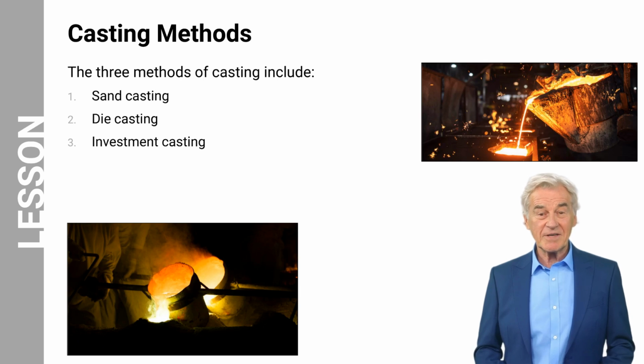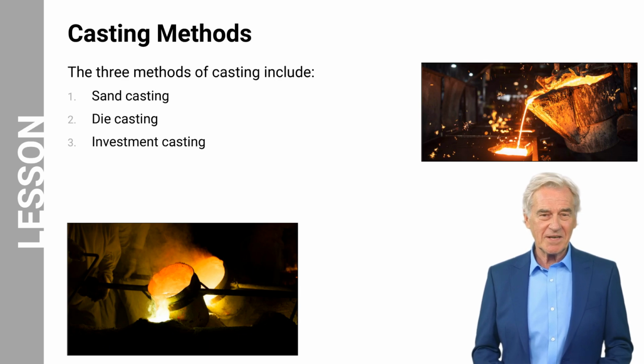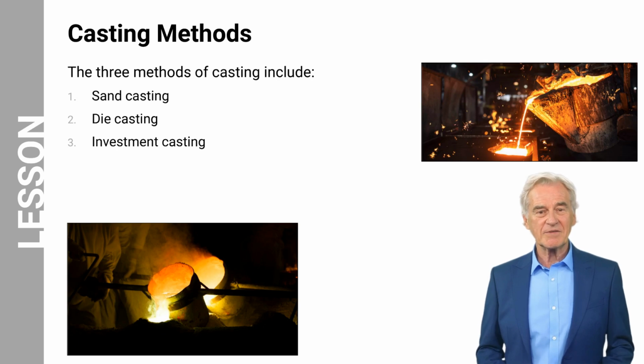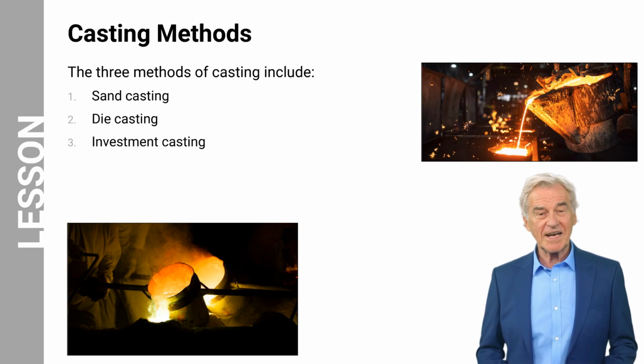As described earlier, the term casting describes the process of creating an object using a mold. This term, casting, is also used to describe the product that is formed after the cool-down process. There are three main methods used for casting processes, including sand casting, die casting, and investment casting. We will discuss these methods in greater detail in the upcoming slides.